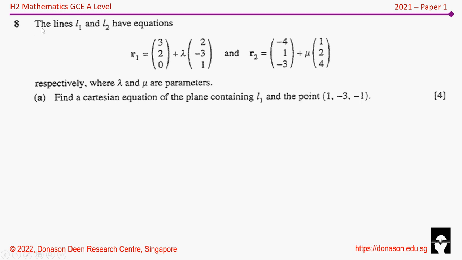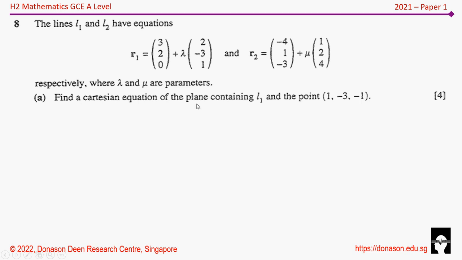Okay, let's look at this question. The lines L1 and L2 have equations: r1 equals (3, 2, 0) plus lambda times (2, -3, 1). This is the direction vector of the line. And line L2 has the equation r2 equals (-4, 1, -3) plus mu times (1, 2, 4). So this is the direction vector of the line L2, where of course lambda and mu are parameters.